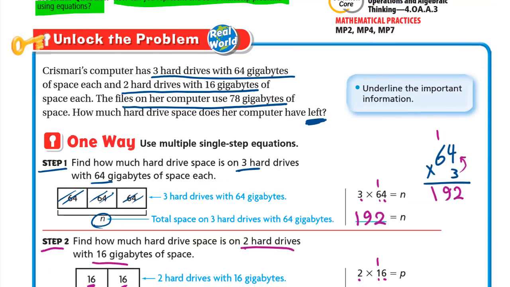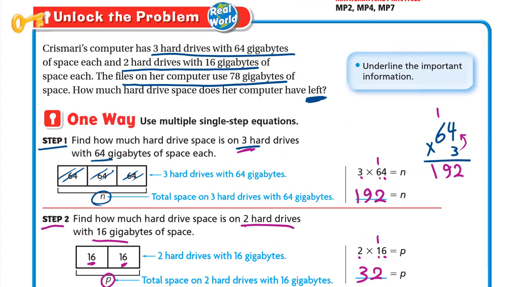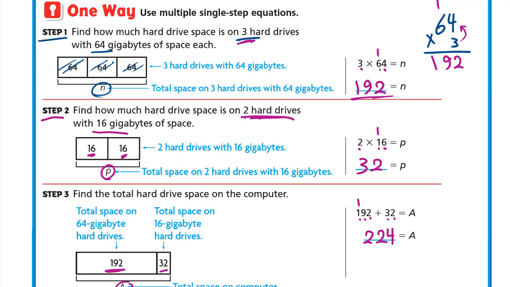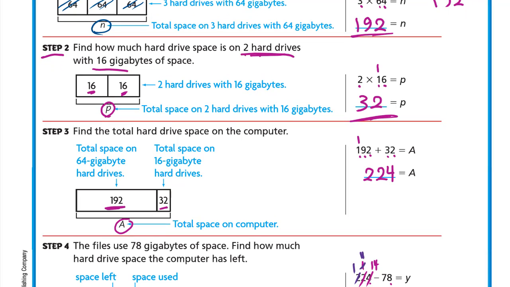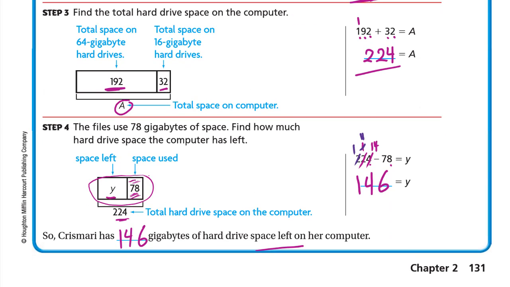Okay, so what we did again, we have 3 hard drives, each is 64. So we multiply 3 by 64, which is 192. We have 2 hard drives, each is 16. So 2 times 16 is 32. So we added the 192 plus the 32 to get the total space, which is 224. So we subtract the 78 from it. These are the files on your computer. So we have 146 space left. Okay, let's get the next page.